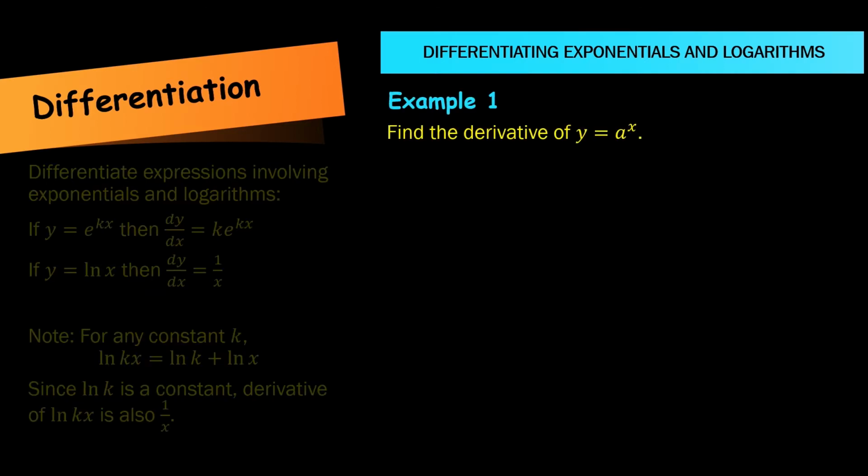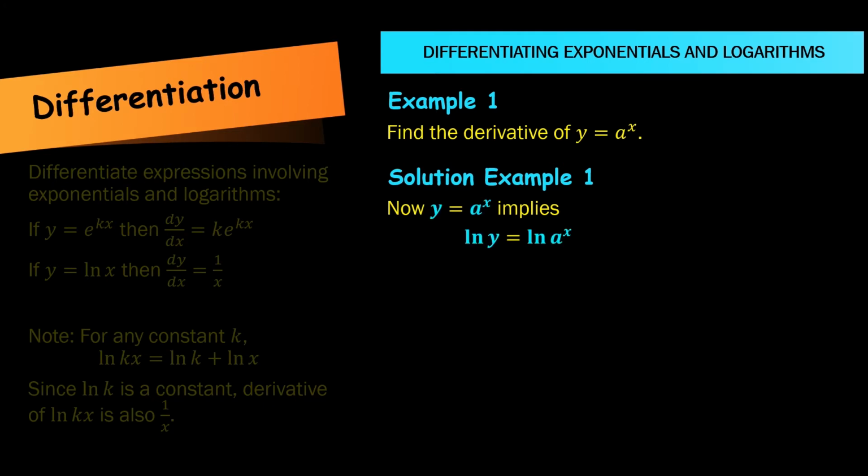Let's now take a look at an example. We are required to find the derivative of y equals a to the power x. So let's solve this. Now y equals a to the power x implies ln y equals ln a to the power x. We've taken logs or natural logs of both sides. Ln a to the power x equals x times ln a by the laws of logarithms.